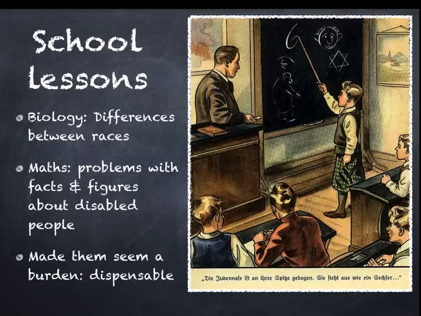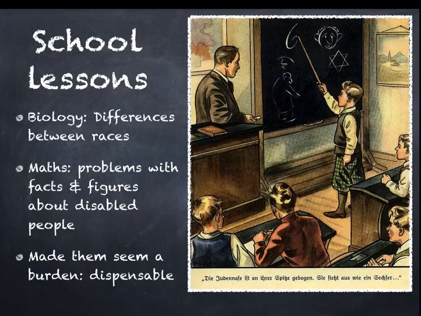School lessons. Biology focused on differences between races, with obviously the Aryans, the blonde, blue-eyed Germans, at the top of a pyramid, a hierarchy of races, and other lesser races underneath. This is, of course, scientific nonsense with no basis in genetics or reality, but that was what was taught in biology lessons. It's all very ideological, a lot of indoctrination.